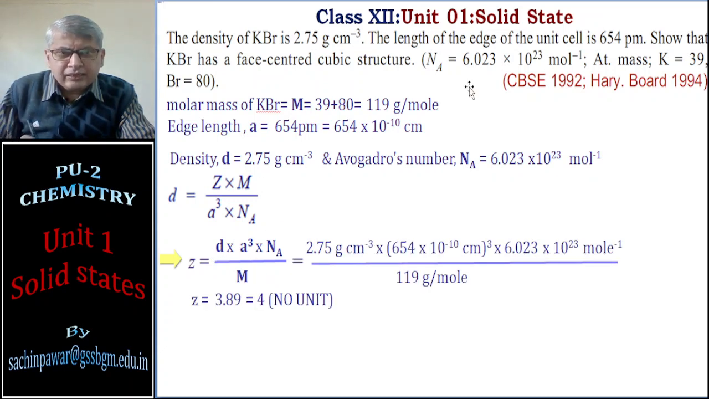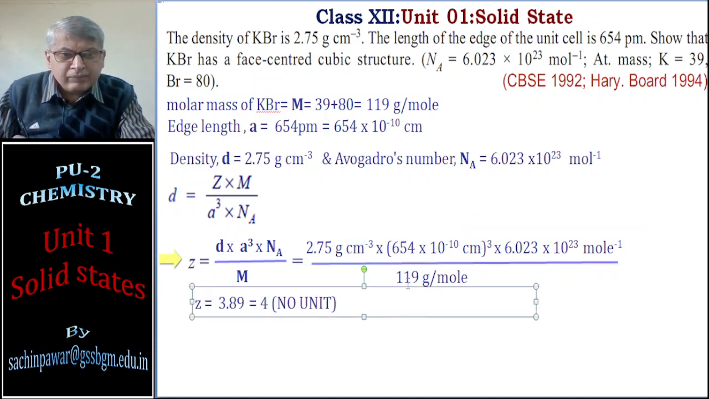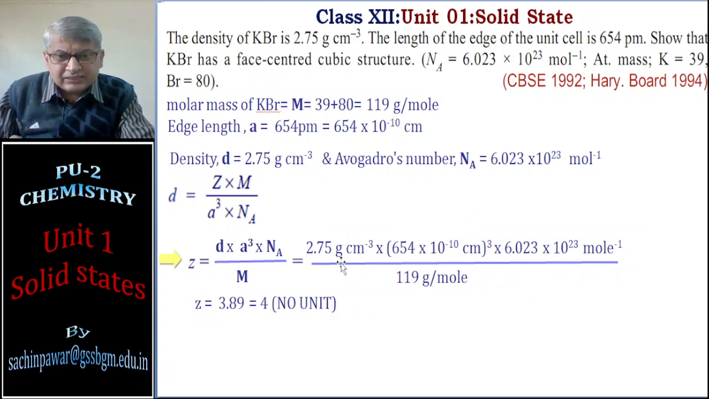A is given, so a cube can be found as 6.54 into 10 to the power minus 10. See, they have given A as 654 picometers. We have to convert into centimeter. The reason for that is density is given in grams per centimeter cube, therefore I need to convert picometer into centimeter. So it is 654 into 10 to the power minus 10 centimeter whole cube into Avogadro's number upon molar mass. M is 39 plus 80, that is 119. So we substitute and the answer is coming out to be 3.89.